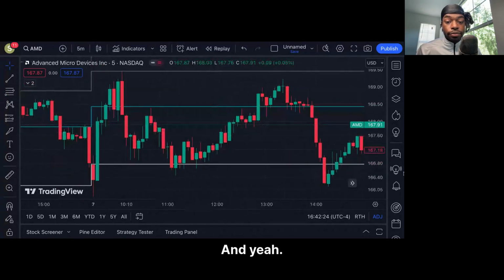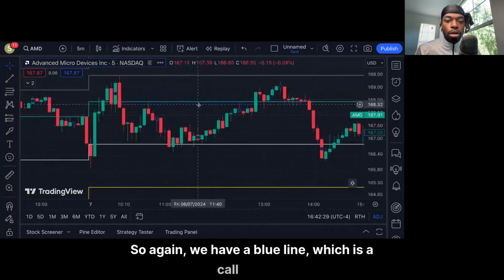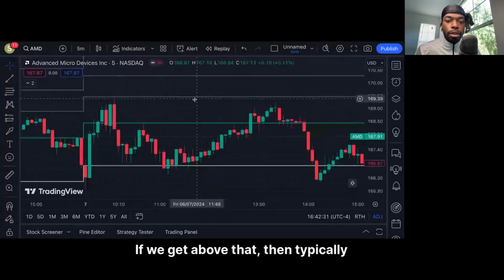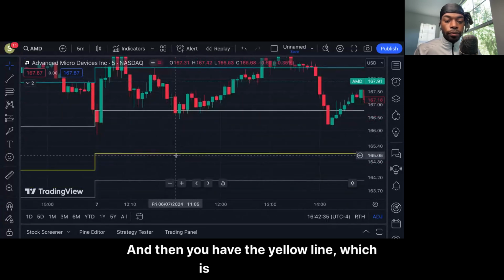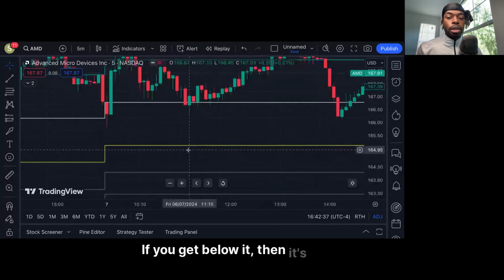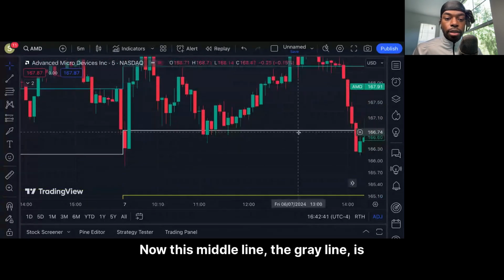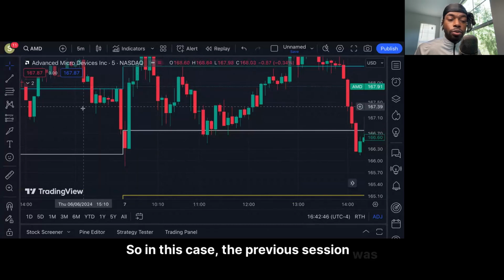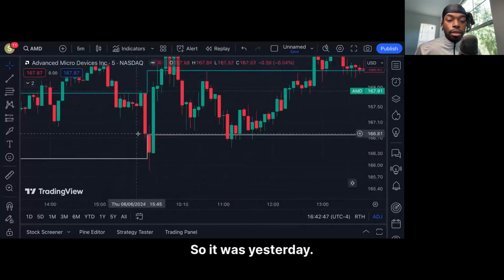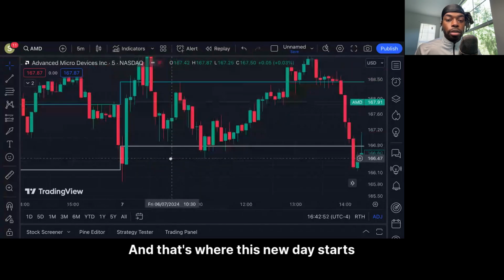And yeah, so again, we have a blue line, which is a call trigger. If we get above that, then typically it's a sign to go long. And then you have the yellow line, which is the put trigger. If you get below it, then it's a trigger to go short. Now this middle line, the gray line, is the close of the previous session. In this case, the previous session was a day. So it was yesterday. Yesterday closed right at this gray line, and that's where this new day starts for its ATR.